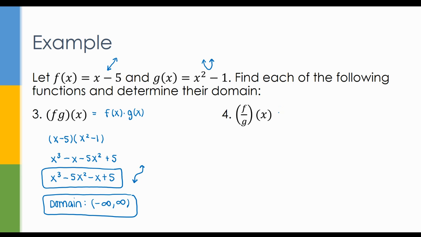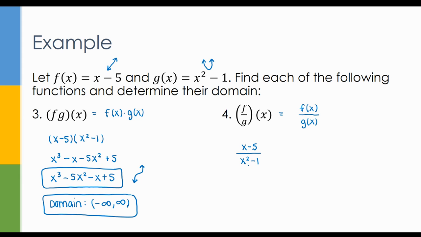Okay, in this next one, we are dividing. Since the f is on the top, we're thinking f of x divided by g of x, because the g is on the bottom. So f of x, we've got x minus 5 on the top. G of x, we've got x squared minus 1. So once again, no restrictions on the f or on the g.